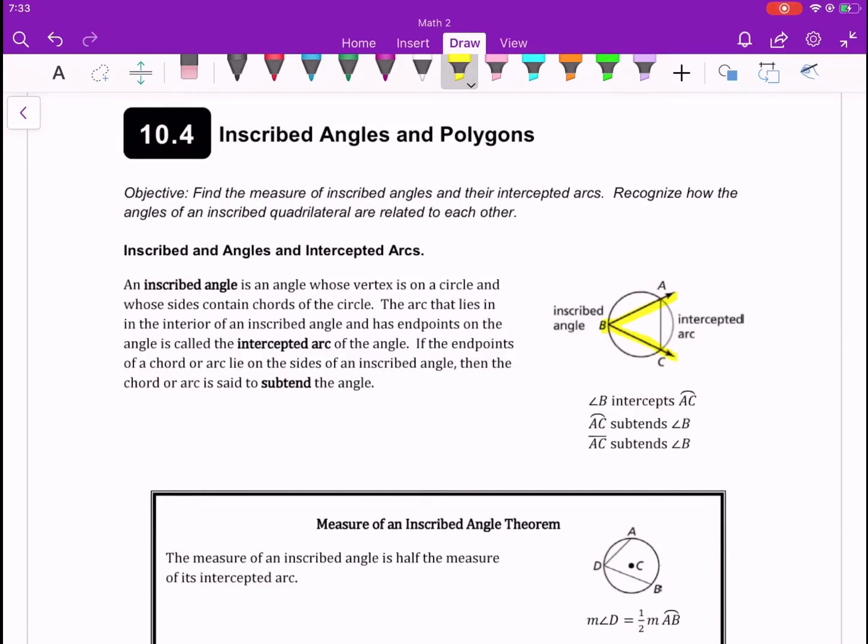Something that's important to know is the intercepted arc is the arc that's formed by those two endpoints that the angle crosses through. And when we say something subtends, that just means they touch or intersect at those two points, or they end at those two endpoints. So this intercepted arc subtends angle B, as does the chord AC. So AC also subtends angle B.